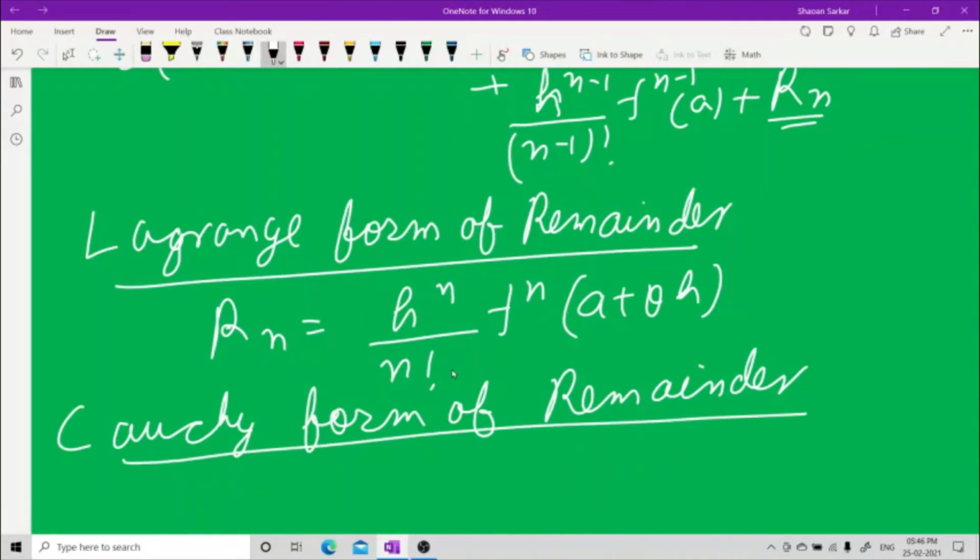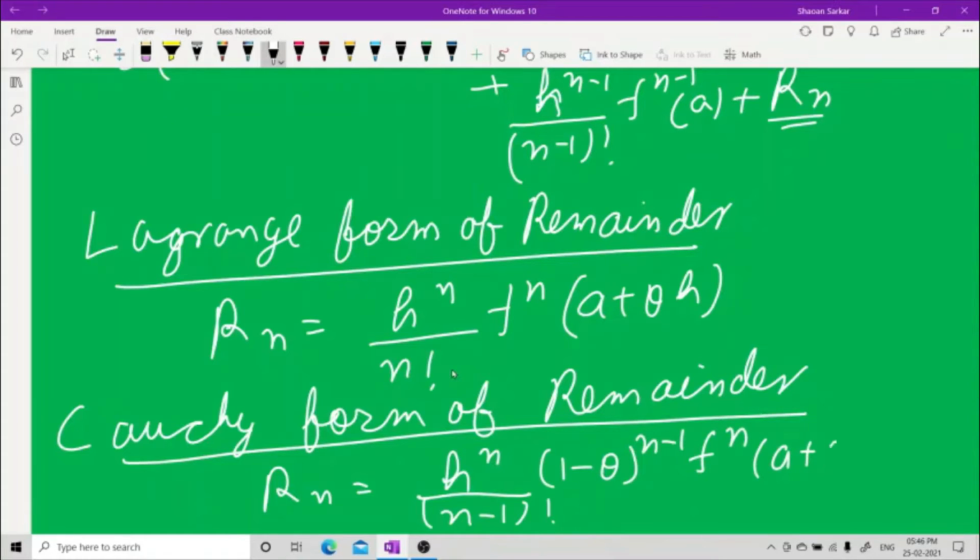Rn is equal to h to the power n upon (n minus 1) factorial, (1 minus theta) to the power of n minus 1, f n of (a plus theta h). This is the Cauchy form of remainder.